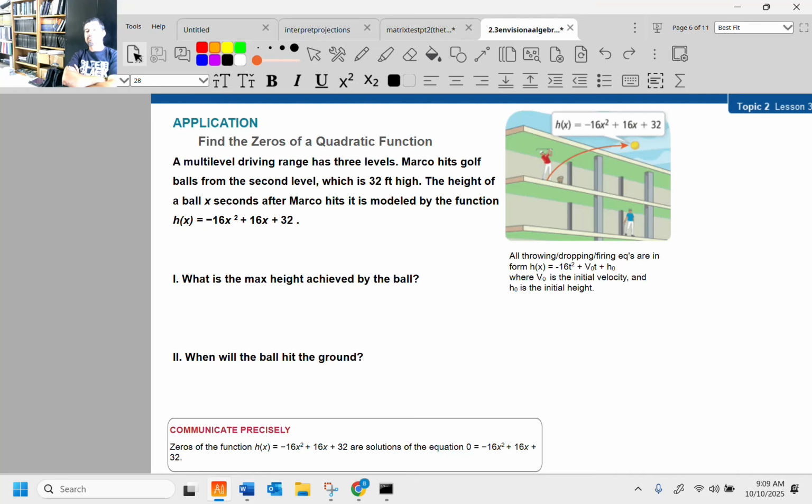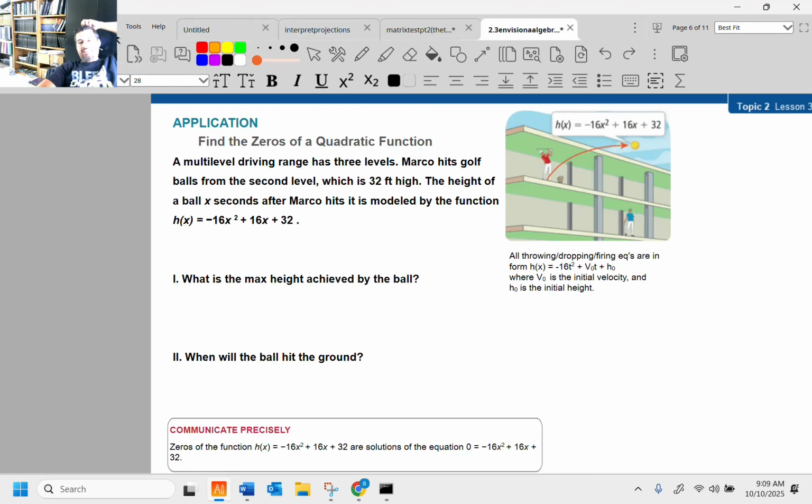A multi-level driving range has 3 levels. Everybody goes out there and they try to hit the guy driving the cart. Marco hits golf balls from the second level, which is 32 feet high. The height of a ball x seconds after Marco hits it is modeled by the function negative 16x squared plus 16x plus 32.